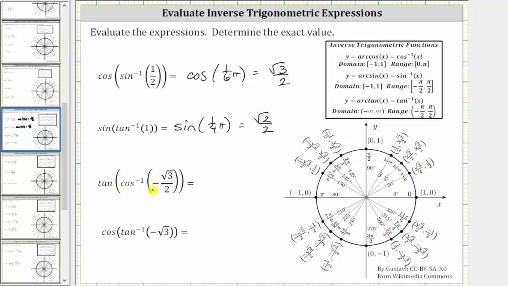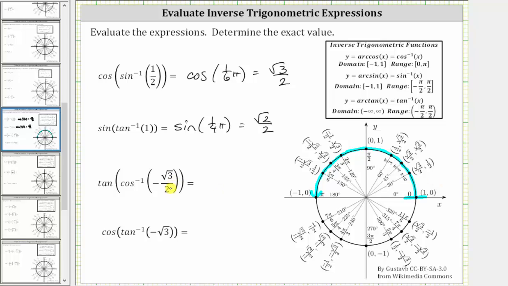Next we have tangent of inverse cosine of negative square root 3 divided by 2. The output or range of inverse cosine is from 0 to pi radians, including the endpoints, which means in standard position the angle is from 0 to pi radians in this interval here, including both endpoints.